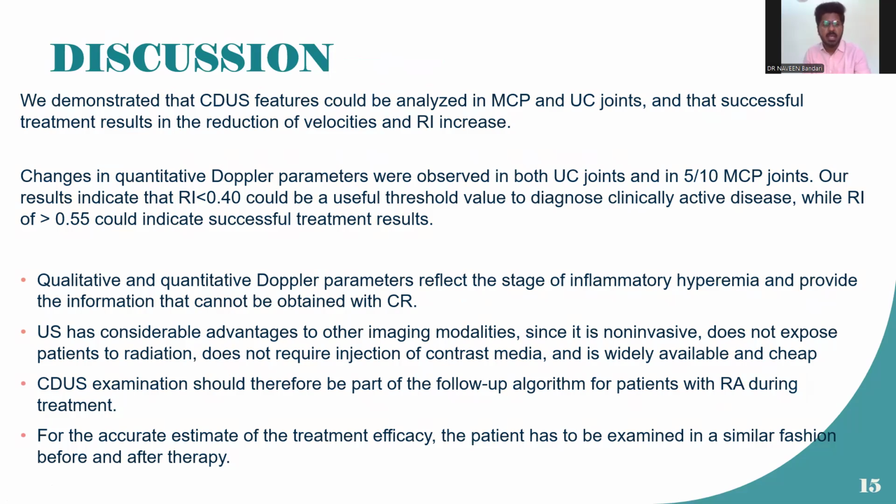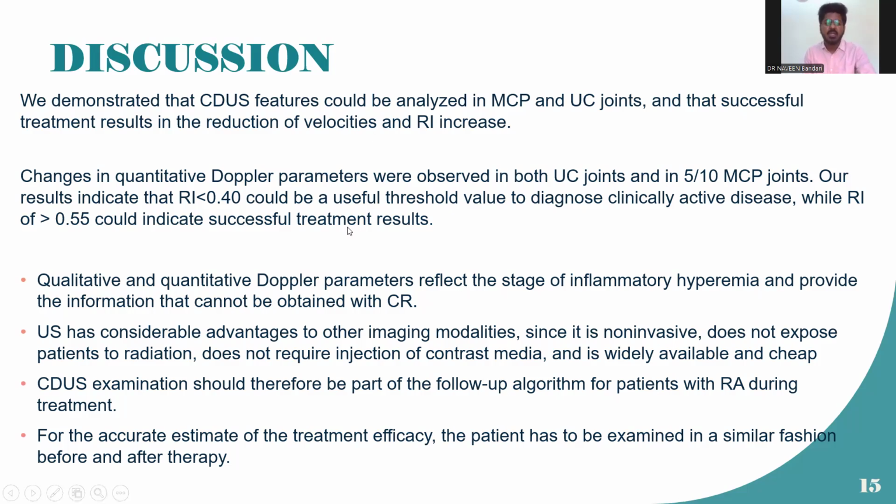Discussion. We demonstrated that color Doppler ultrasound features can be analyzed in metacarpophalangeal joints and ulnocarpal joints, and that successful treatment results in reduction of PSV and EDV and increase in resistance index. Changes in quantitative Doppler parameters were observed in both ulnocarpal joints and in 5 out of 10 metacarpophalangeal joints, and our results indicate that resistance index of less than 0.4 could be used as a threshold value to diagnose clinically active cases, while resistance index of more than 0.5 could indicate successful treatment.